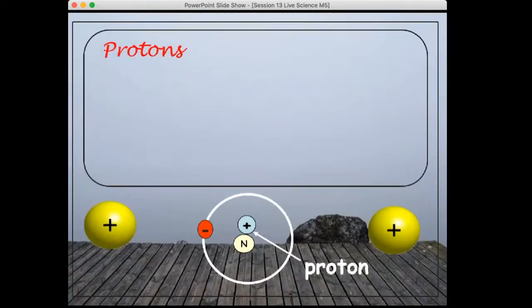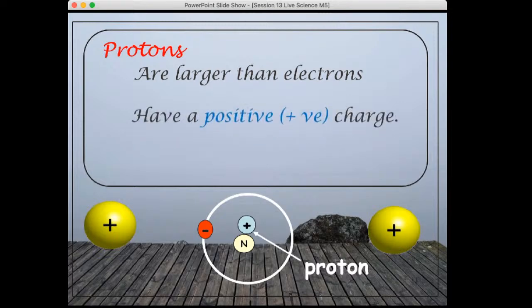Protons are larger than electrons. In terms of size, protons are much bigger than electrons. They have a positive charge, and they are found in the nucleus, the center point of the atom.